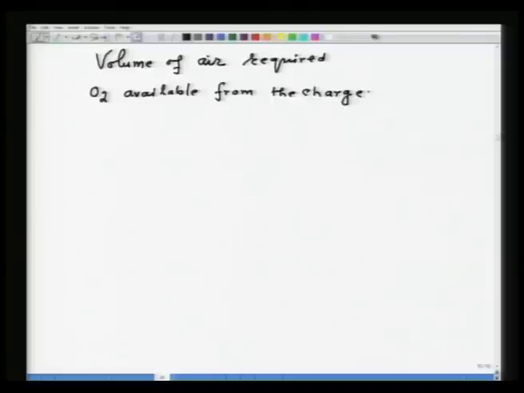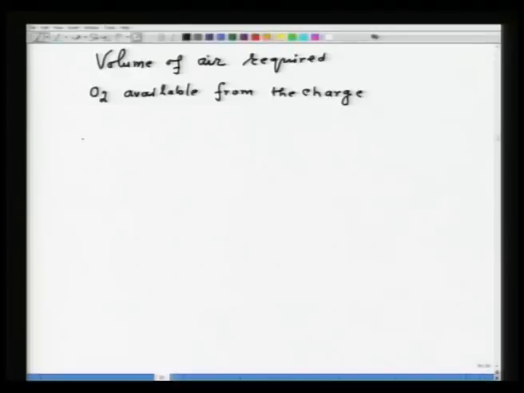Because SiO2 is reduced with carbon, you have silicon. That means some amount of carbon has already reacted with the oxygen of SiO2. So, that much oxygen which is available from the charge will not be supplied by air. So, in order to calculate the volume of air, it is necessary to calculate the oxygen available from the charge, and then the oxygen from air.